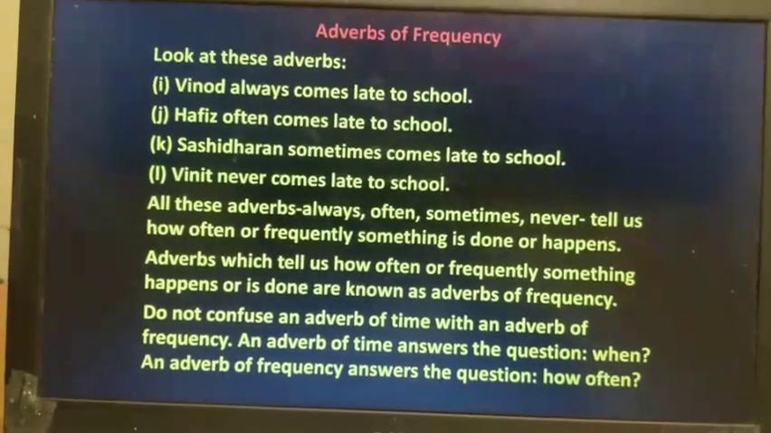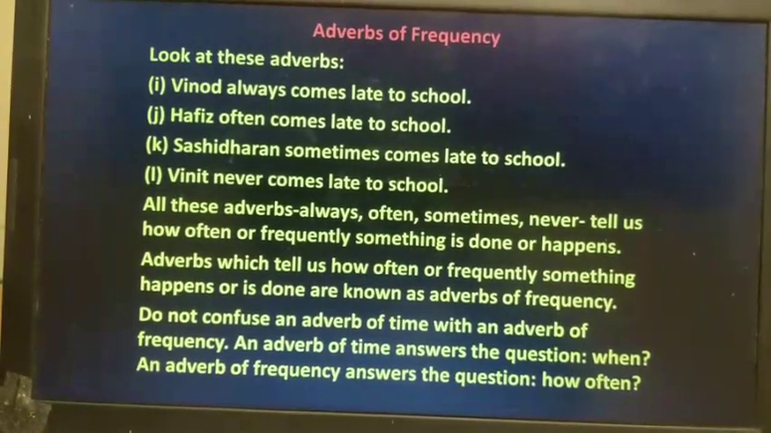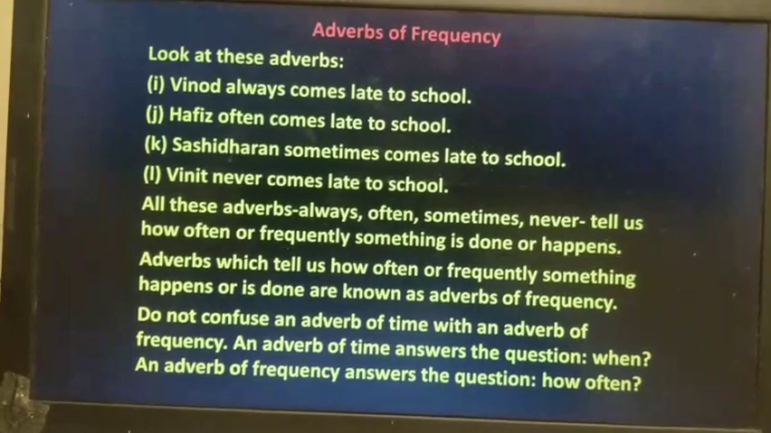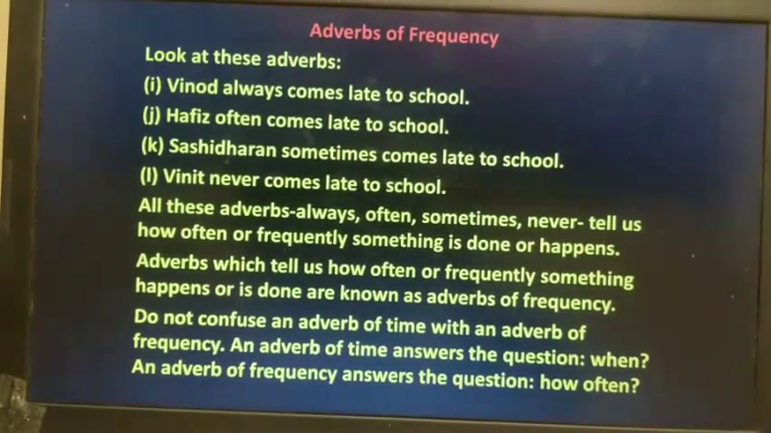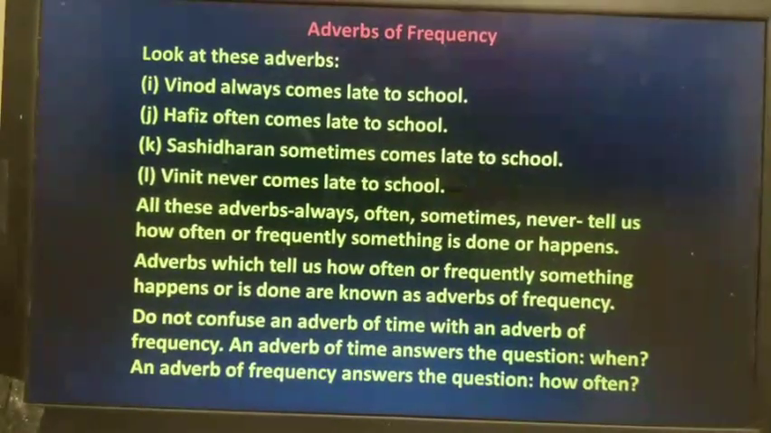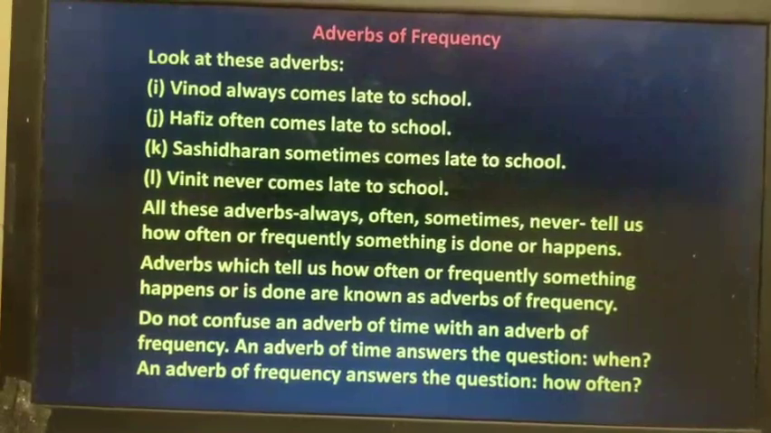And what question does adverb of frequency answer? Adverb of frequency, which we are studying right now, answers the question how often. How often Vinod comes late to school? How often Hafiz comes late to school? But when the question when is getting answered, then it will be adverb of time.